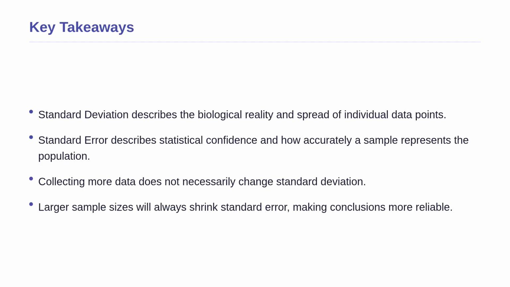We have covered a lot of ground today, so let us summarize the most important ideas. First, always remember that standard deviation describes the biological reality of your sample. It tells you how much individual data points vary from each other. Second, standard error describes the statistical confidence of your experiment. It tells you how accurately your sample's average represents the true population average.